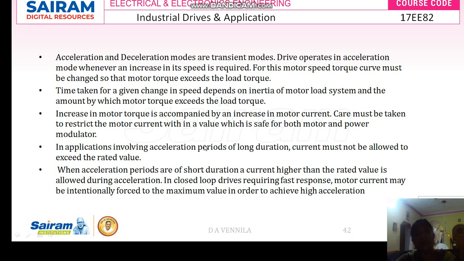We have two types of systems, open loop system and closed loop system. The closed loop system is what I discussed in the block diagram of the electrical drive. We can get a fast response by using closed loop systems. The error can be easily minimized, and we can control the motor according to the load requirements.